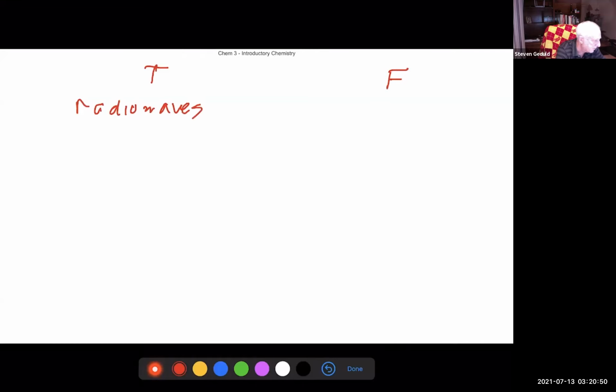Okay, next: X-rays have a lower frequency than visible light. X-rays have a lot more energy than visible light. That's false. X-rays have extremely high frequency. Remember, frequency is cycles per second. So X-rays have much more energy than visible light. So that one is false.